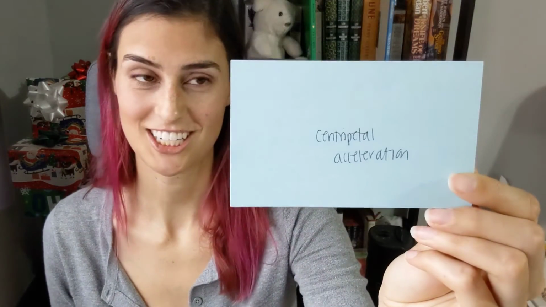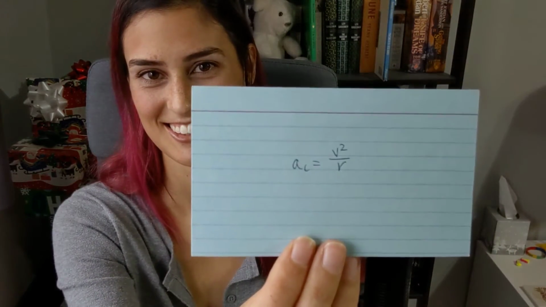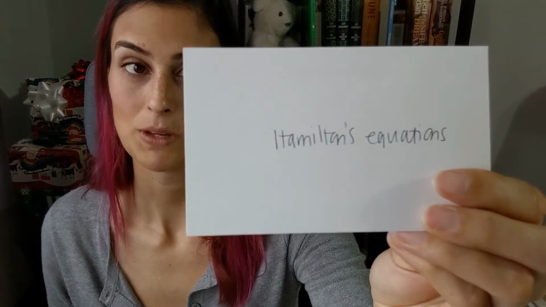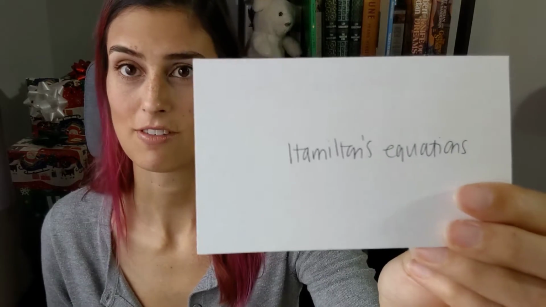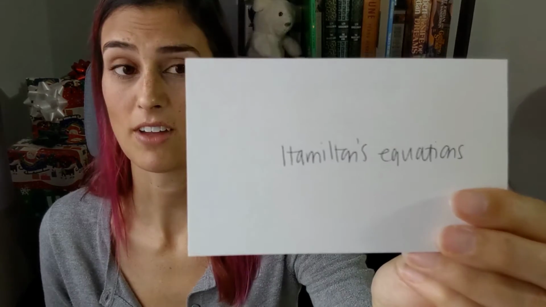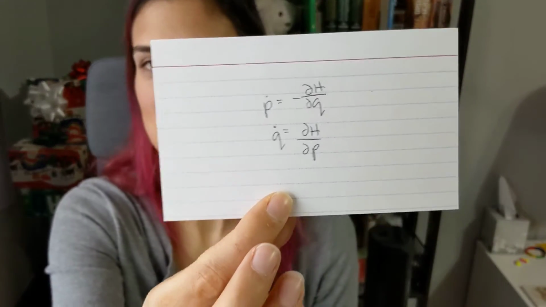Centripetal acceleration. a_c equals v squared over r. Hamilton's equations. p dot equals the negative partial derivative of H with respect to q, and q dot equals the partial derivative of H with respect to p. These are very important, and I never remember them.